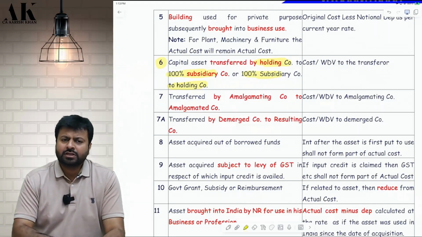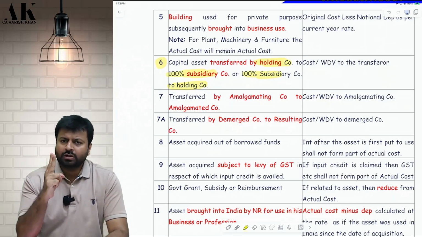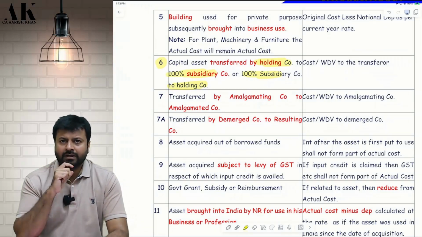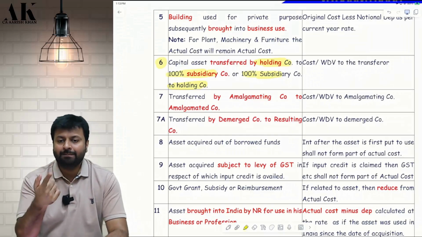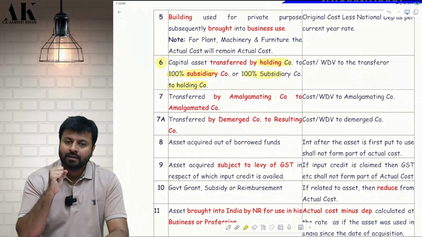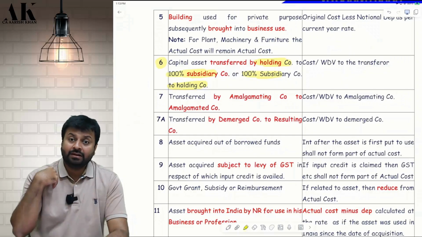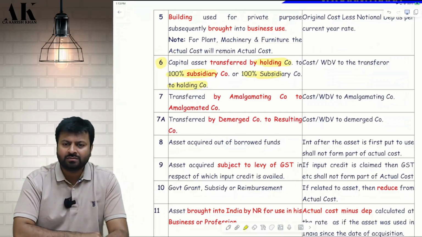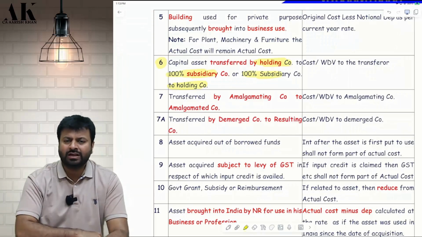Similarly, in case of amalgamation and demerger also, the provision is same. Suppose there are two companies. One is me, one is you. I am amalgamating company. You are amalgamated company. Amalgamating company means selling company. Amalgamated company means buying company. Suppose I am selling my business to you. I am getting merged with you. So all my assets will also come to you. Correct or not? If my company is getting merged with you, all my assets will come to you.